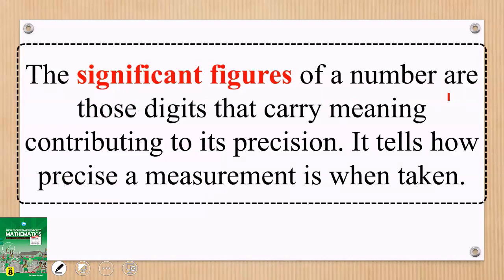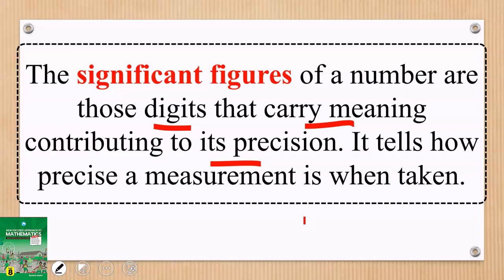By simple definition, people have different definitions. The one I just found that I feel is okay is that the significant figures of a number are those digits that carry meaning, contributing to its precision. It tells how precise a measurement is when taken. So mostly significant figures are used in measurement, to tell how precise the measurement is.